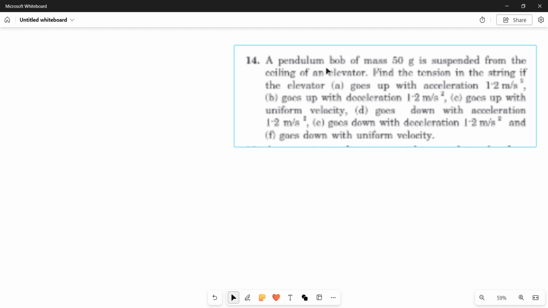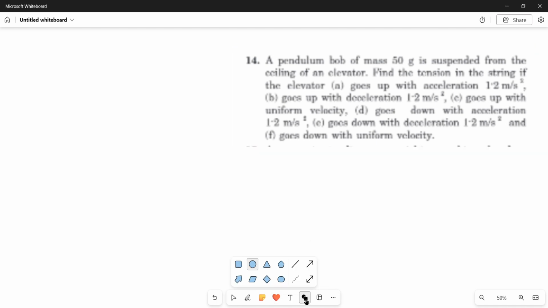It says that a pendulum of mass 50 gram is suspended from the ceiling of an elevator. Find the tension in the string if the elevator goes up with acceleration 1.2 meter per second square, goes down with acceleration 1.2 meter per second square, goes up with uniform velocity, goes down with acceleration 1.2 meter per second square, goes down with deceleration 1.2 meter per second square, and goes down with uniform velocity.